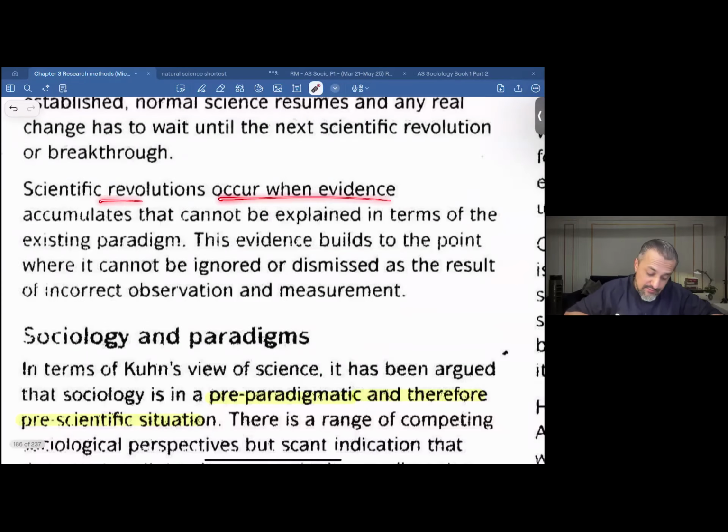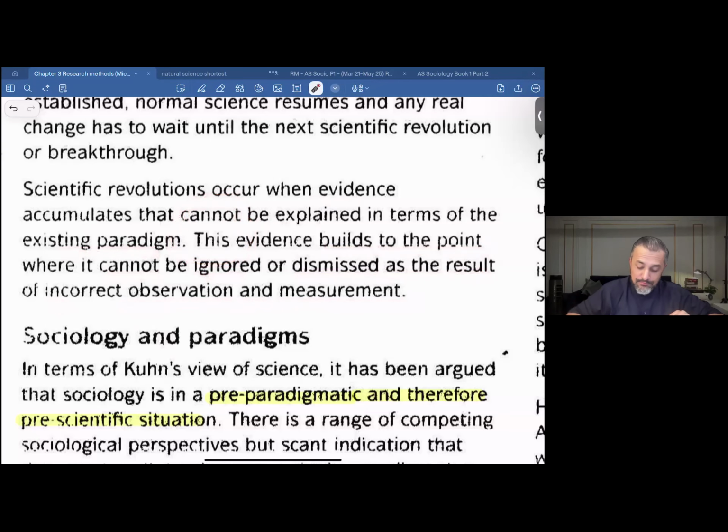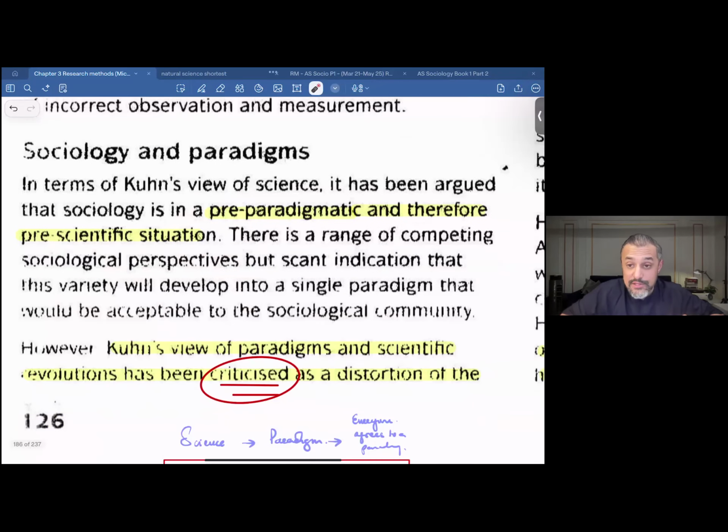Scientific revolutions occur when evidence accumulates that cannot be explained. If you remember, I was using the word anomaly. I spoke about anomalies there. Scientific revolutions occur when evidence accumulates that cannot be explained in terms of the existing paradigm. This evidence builds to the point where it cannot be ignored or dismissed as a result of incorrect observation and measurement. Now, since the last 5-10 minutes, all I've done is speak about Thomas Kuhn and science.